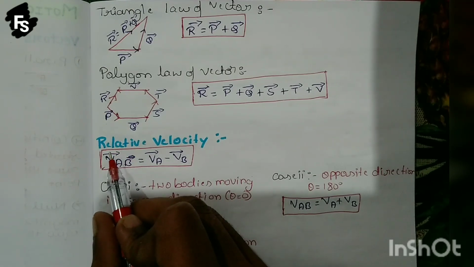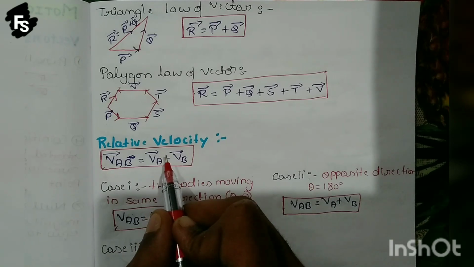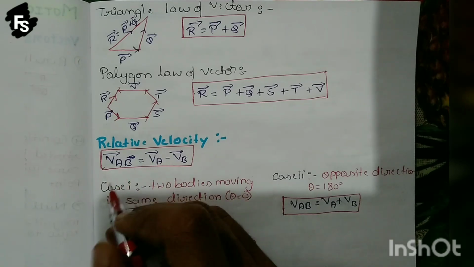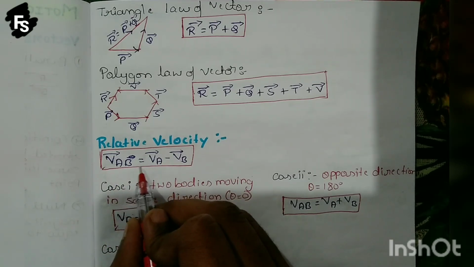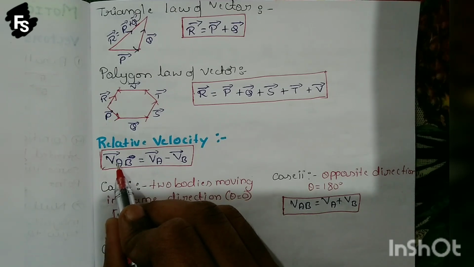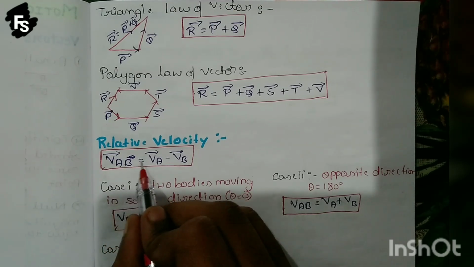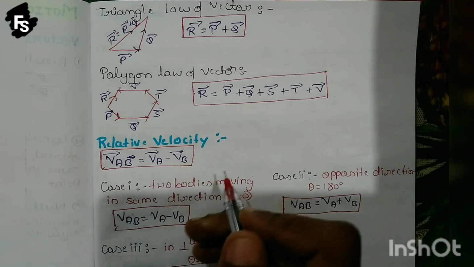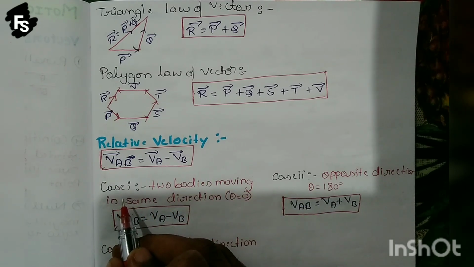Then we move on to the relative velocity concept. Relative velocity means two velocities are subtracted. If V AB, then VA minus VB. Some cases are there. Let's study.